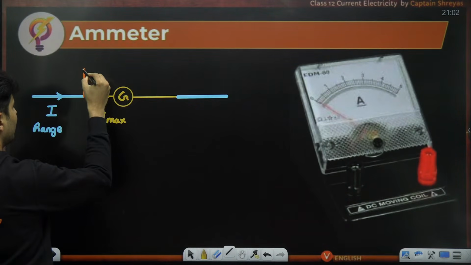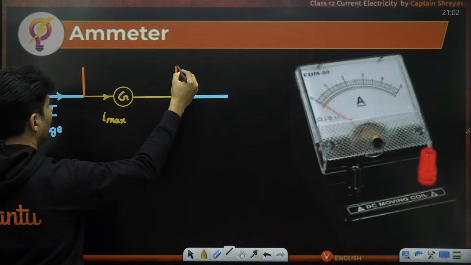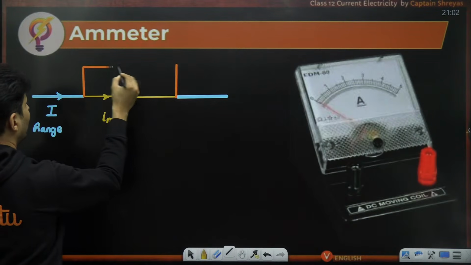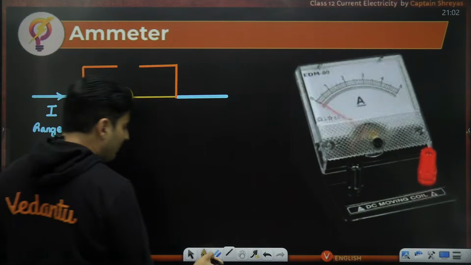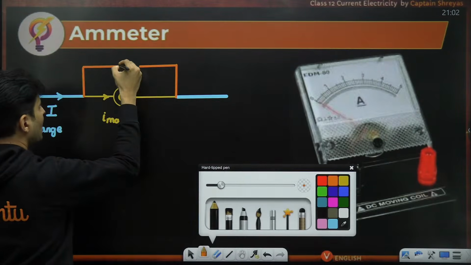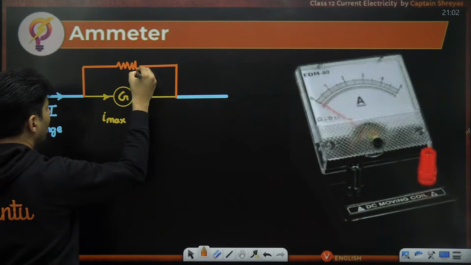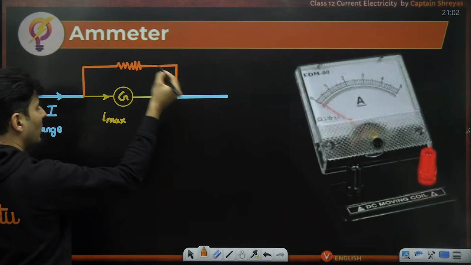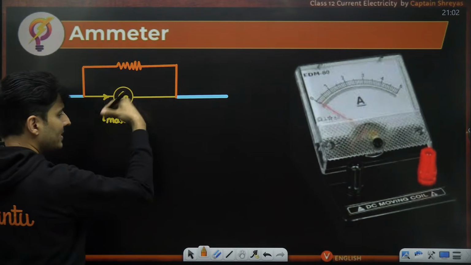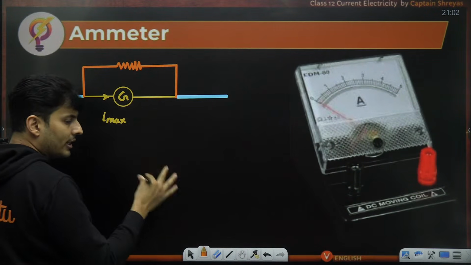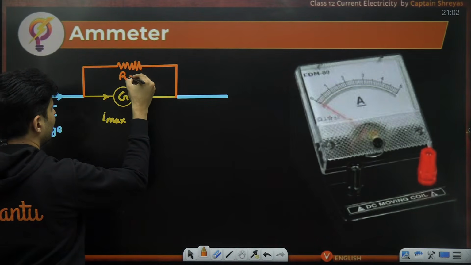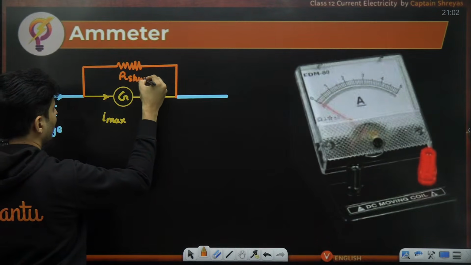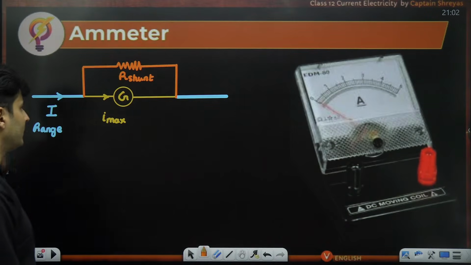This is like there is a traffic zone somewhere. So in order to handle a lot of traffic, you will bypass the traffic to some other road. That bypass is always called a shunt. Shunt means in parallel, an alternative option. So this is basically called the shunt resistance.